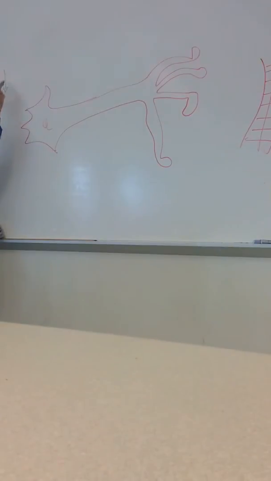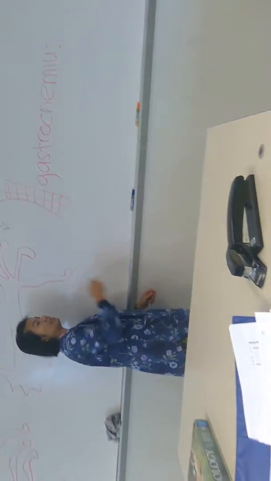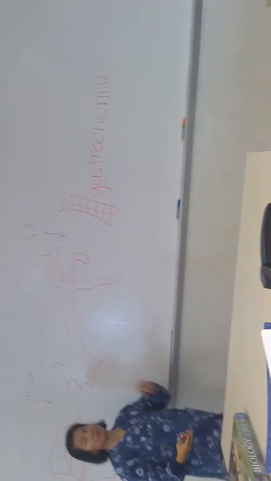This is synapse number 1. And then this is synapse number 2. Take your notes. This is also called the neuromuscular junction or myoneural junction, right? The junction between the muscle and the nerve.